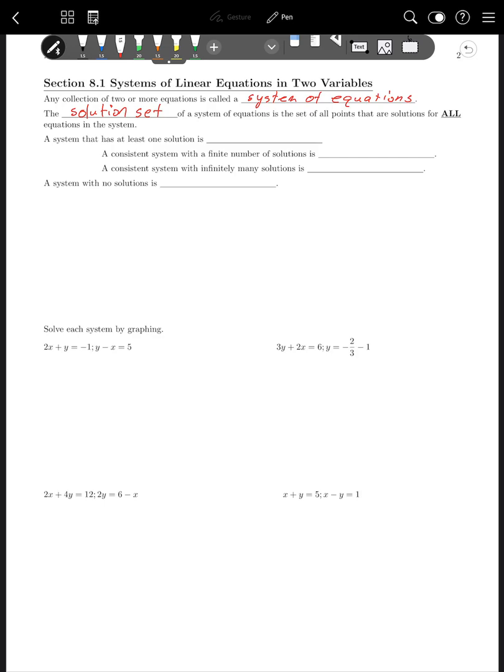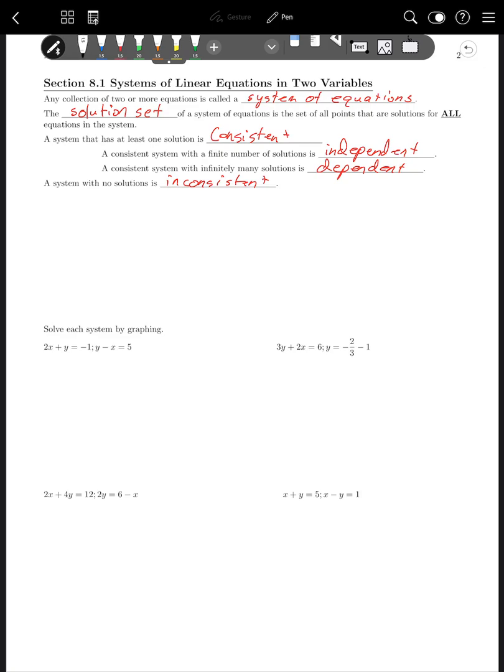A system that has at least one solution is called consistent. A consistent system with a finite number of solutions is called independent, because the lines or the equations are independent of each other. However, if a system has infinitely many solutions, we call this dependent, because the graphs actually are the same graph. The equations are actually two forms of the same equation. And if a system has no solutions, we do the opposite of consistent, which would be inconsistent.